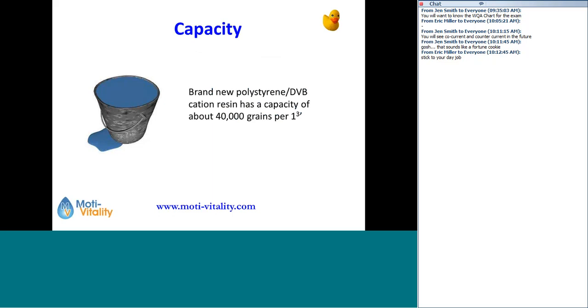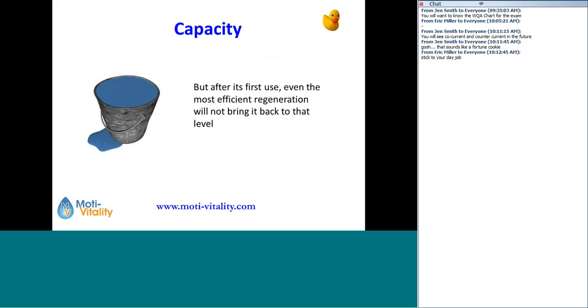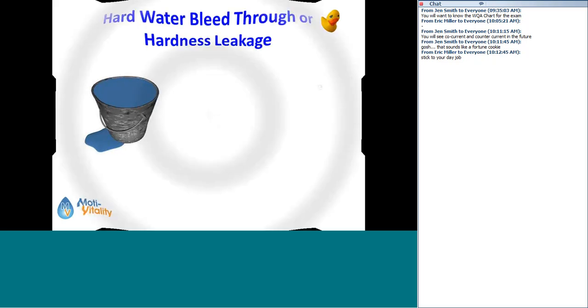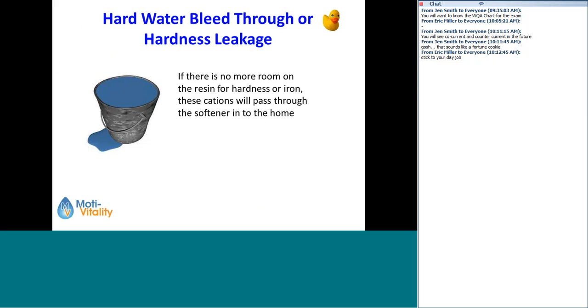Okay, but you never get that again. After the first use, even the most efficient regeneration is not going to bring it back to that level. So generally speaking, this is an industry standard. 1 cubic foot of resin will usually give you 30,000 grains of capacity. And we'll talk about that in a second.